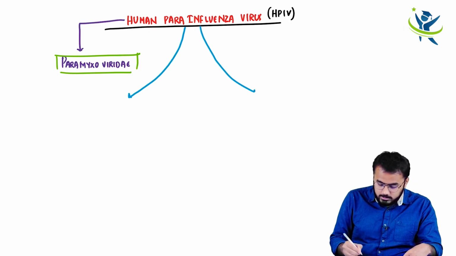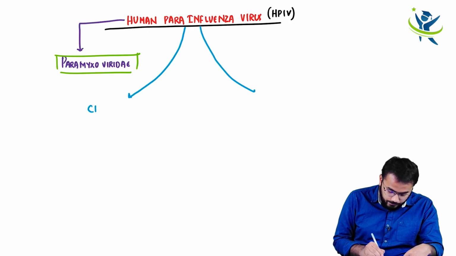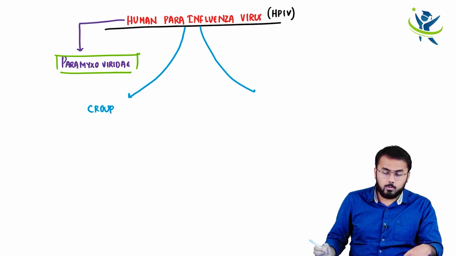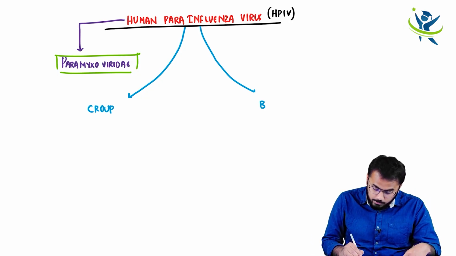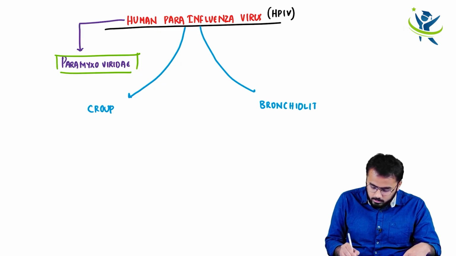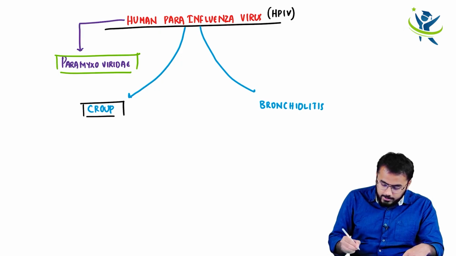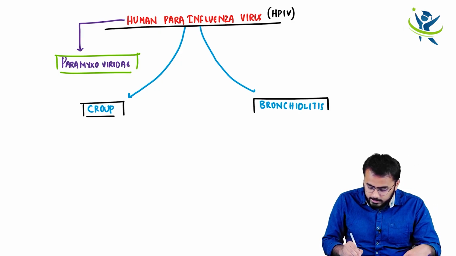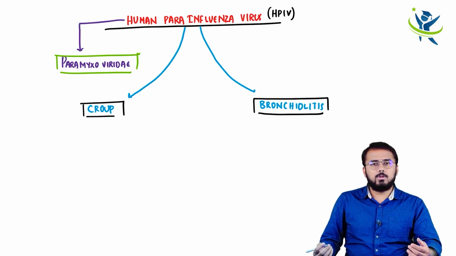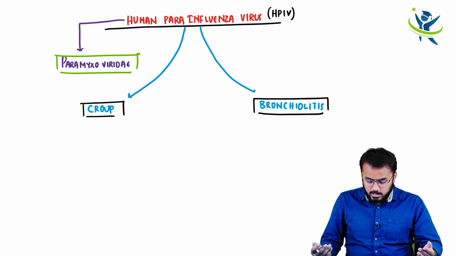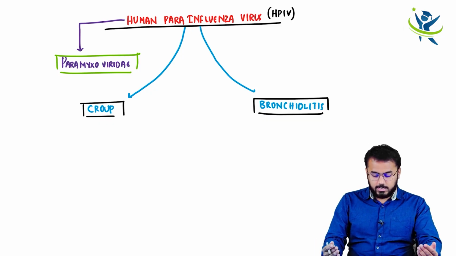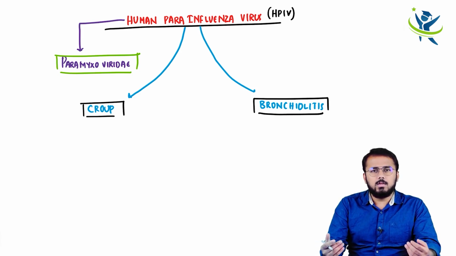What are these two main diseases? One is called Croup, and another one is called bronchiolitis. And all of you very well know that Croup and bronchiolitis are both caused in children. They are pediatric respiratory infections.